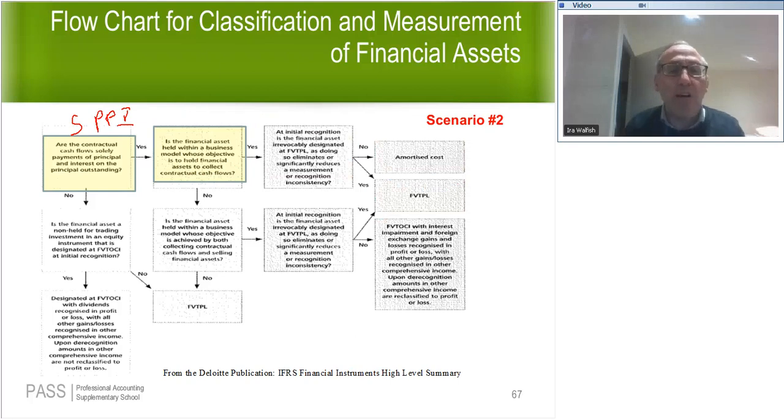In this situation, unless we opt to use the FPTPL category, you know where we would go? We would go into the fair value through OCI category, unless we opted to use the FPTPL category, in which case we go into FPTPL. So that was the second scenario we looked at. You may recall before the break, that was the second scenario. Now let's look at another scenario.